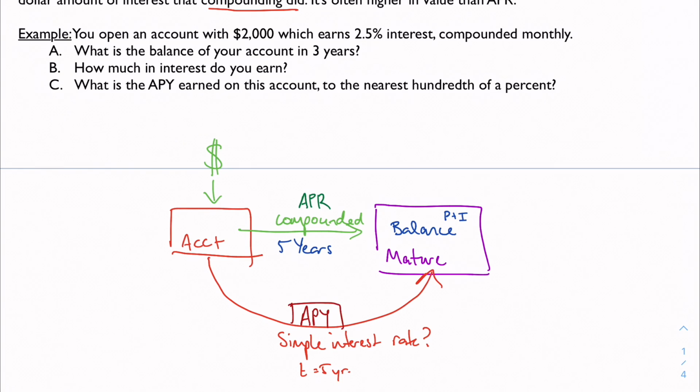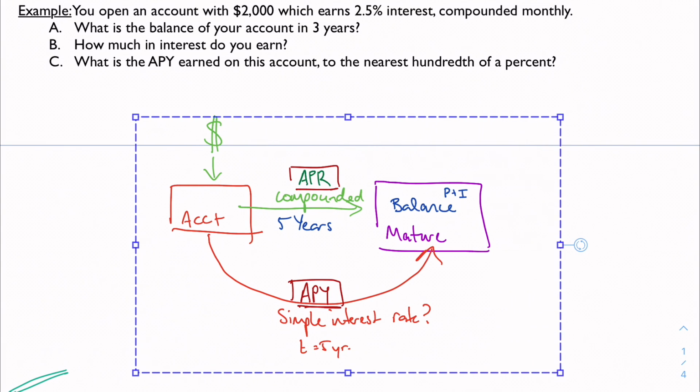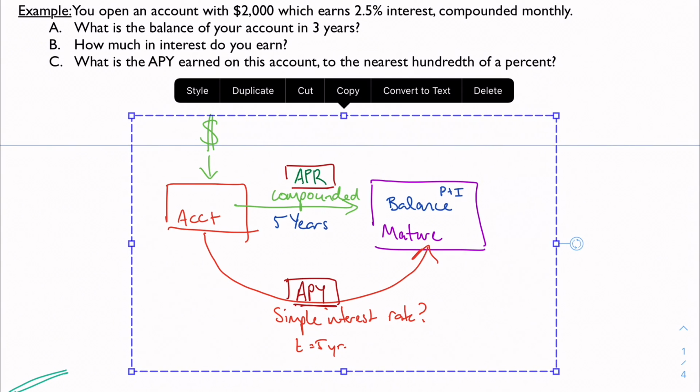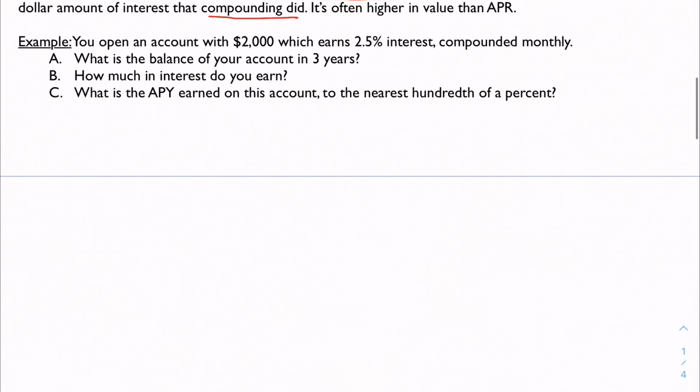That's the number that banks use to advertise their savings vehicles because they think about investments, they think about rates of return, right? The yield on your account. But the practical number is really the APR because that's what you're actually getting every time it's compounded. But there is a difference in these numbers, and we'll see that in just a second. And this graphic is really awesome, and I don't want to delete it, but I need to because I need to do this problem. So you open an account with $2,000.